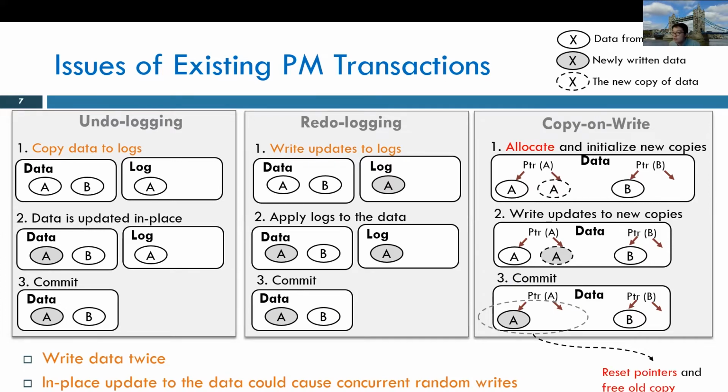The copy-on-write based approach avoids those problems, but it contains many metadata updates like memory allocation, deallocation, and remapping of the persistent object from the old copy to the new copy. Those metadata updates cause many small writes, which are very inefficient on persistent memory.